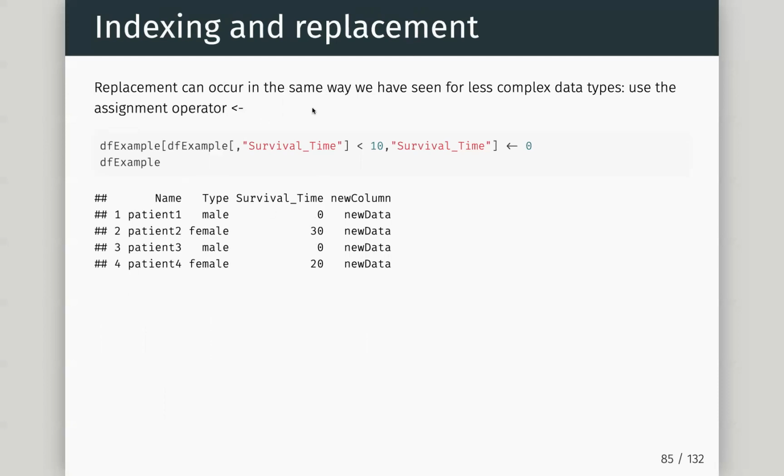So we can do replacement in the same way as we've seen for the less complex data types. Again, we just need to use this assignment here. So in this case, I want to go into the survival time column, and anyone who survived less than 10, I'm just going to mark them as 0. Some type of thresholding. Anyone who was less than this, I'll just say 0. Nothing new here. This is exactly like we did for the original matrices, so it should work just the same.